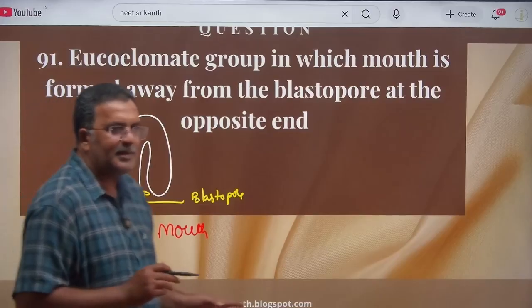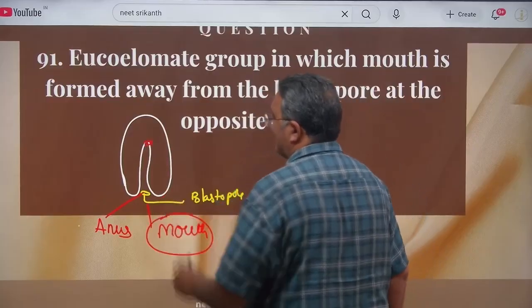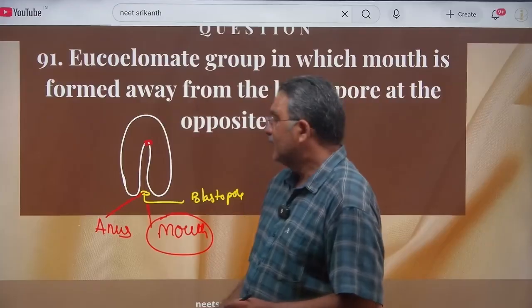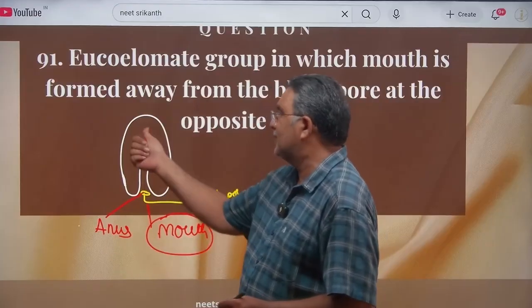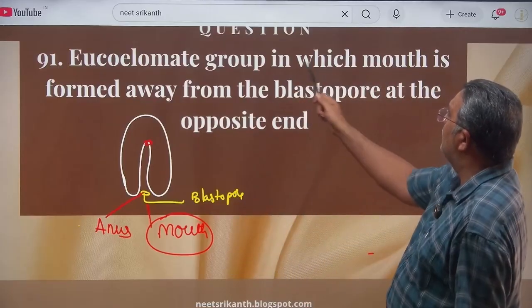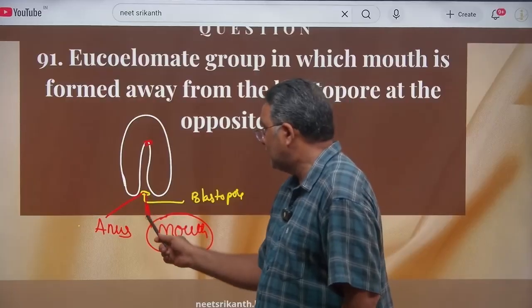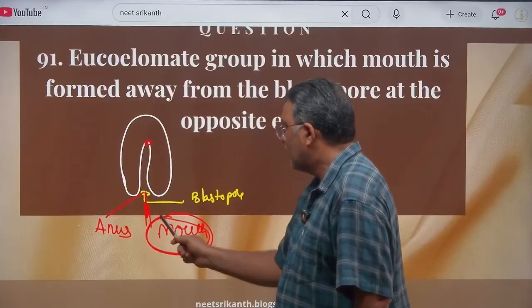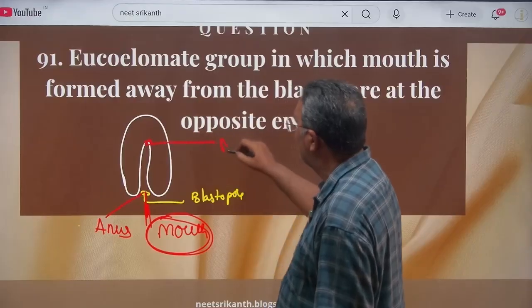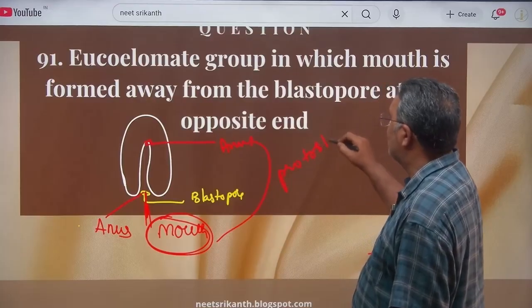The same question asked in a different dimension. Check it out. If here it is mouth, the opposite end will be anus. So in protostomia, first formed is mouth, next formed is anus. In deuterostomia, first formed is anus, next formed is mouth. So what is the question here? Eucoelomate group in which mouth is formed away from the blastopore. In the blastopore, mouth is formed, and at the opposite end, away from the blastopore, will be anus. For whom? For protostomia.